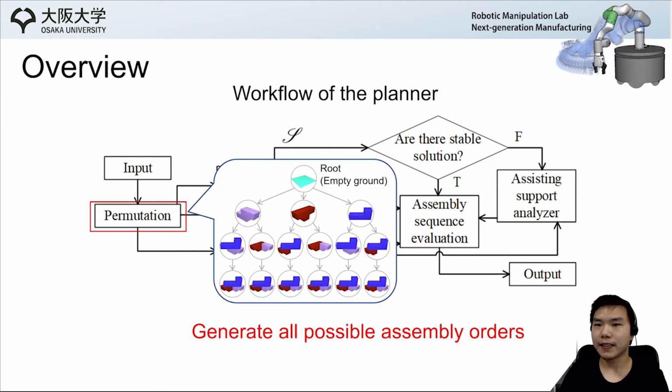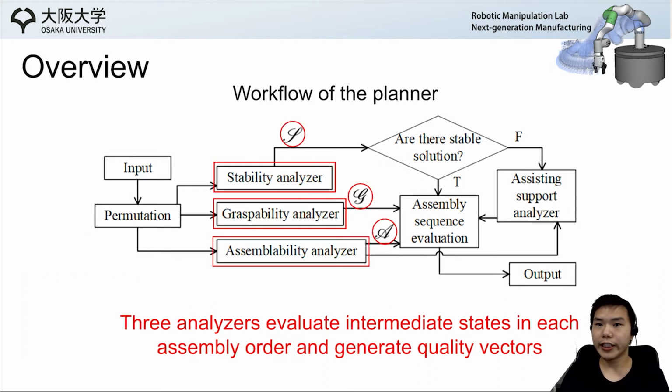At the beginning, the permutation block generates all possible assembly orders. The system will evaluate each order to find out the optimal one. We call each subassembly in a circle the intermediate state. Three analyzers evaluate intermediate states in each assembly order and generate quality vectors.